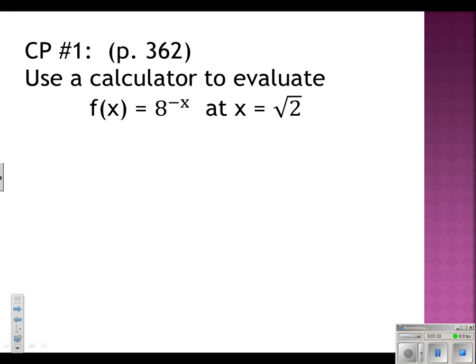Checkpoint problem number 1 then. Use a calculator to evaluate f of x is equal to 8 to the negative x power at x equals square root of 2. All right, so when I punched this into the calculator, I did those same keystrokes, an 8 and then a caret and then a negative square root of 2. And I came up with, hopefully you guys will too, 0.0528 when I did that.